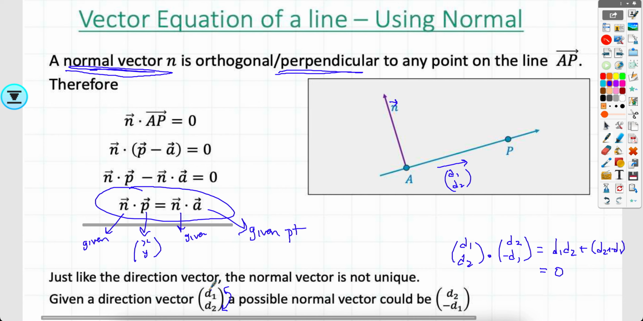So if you are given a direction vector and you need the normal vector, you can do this. Otherwise, in 3D or in some other questions, they actually tell you what the normal vector is. So this is how you do the vector equation of a line. Another video will go through several skills, about 6 or 7 skills that you'll need to be able to solve different types of questions for vector equation of a line.